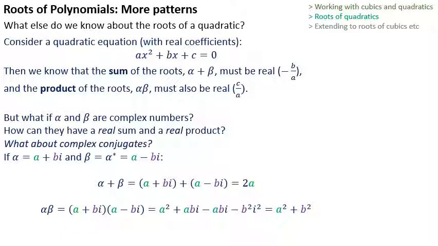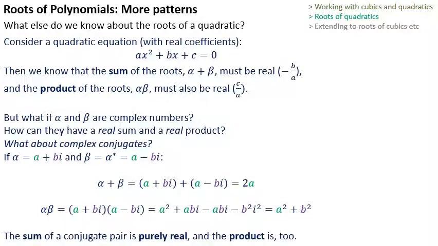If you find the modulus of alpha, you get root A squared add B squared. And the modulus of beta is the same, root A squared add B squared. So this is the square of the size of either alpha or beta. And that shouldn't surprise us, because if you multiply two complex numbers, you multiply the moduli. There we can see it. Provided alpha and beta happen to be complex conjugates, the sum is real and the product is real as well.